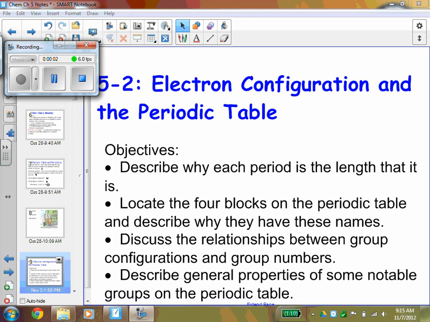The second section of Chapter 5, 5-2, called Electron Configuration in the Periodic Table, is somewhat review for us, because I taught you electron configuration when we looked at what goes on in the S block, the P block, the D block, and the F block in the previous chapter, Chapter 4. So we're going to cover these 4 objectives here, and we'll move on from there.